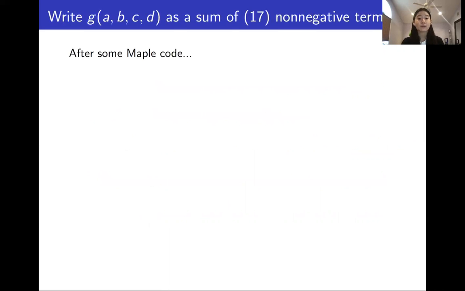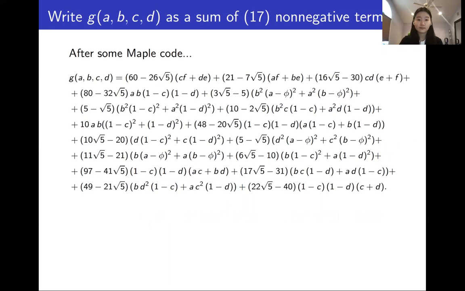I used the symbolic computer algebra system called Maple to look for such a solution. I eventually managed to write the polynomial G as a sum of 17 non-negative terms, as shown. Note that all coefficients of these terms are positive. For example, the first term's coefficient is 60 minus 26√5, which is approximately 1.862.